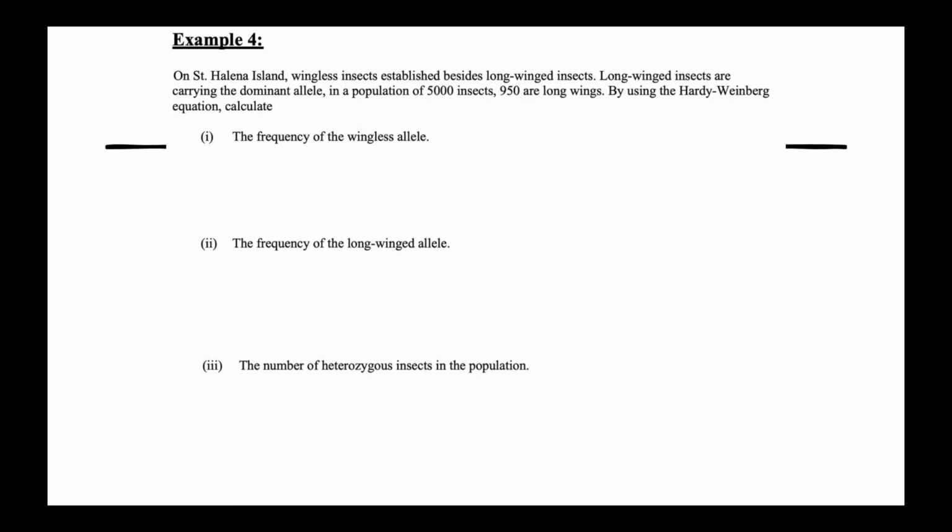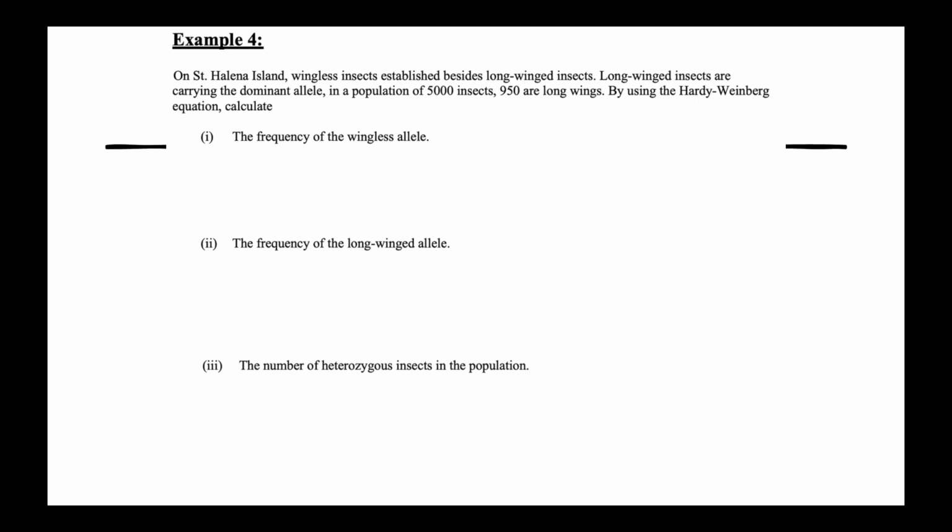The last example. On St. Helena Island, wingless insects established beside long-winged insects. Long-winged insects are carrying the dominant allele. In a population of 5,000 insects, 950 are long wings. By using the Hardy-Weinberg equation, calculate the frequency of the wingless allele, or in other words, the frequency of the recessive allele.